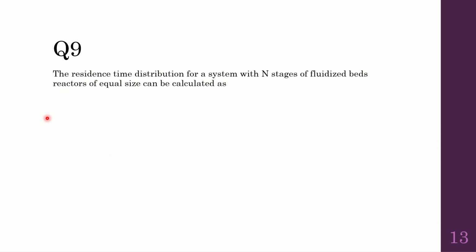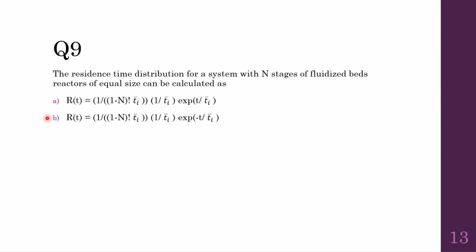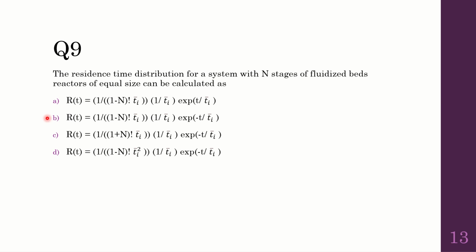In question 9, it is asked that the residence time distribution for a system with n stages of fluidized bed reactors of equal size can be calculated as: R(t) = 1/((1−n)! τi) × (1/τi) exp(t/τi). Option B: R(t) = 1/((1−n)!) τi × (1/τi) exp(−t/τi). Option C: R(t) = 1/((1+n)! τi) × (1/τi) exp(−t/τi). Option D: R(t) = 1/((1−n)!) τi² × (1/τi) exp(−t/τi). Find out the answer, we'll discuss the answer.